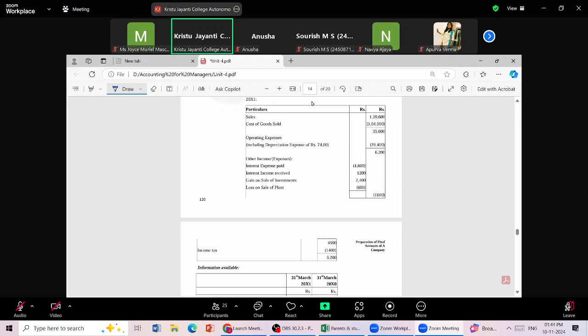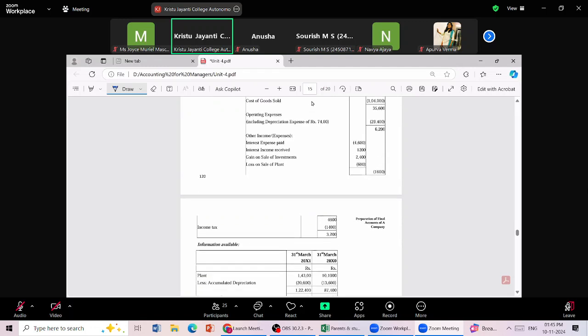Then interest income credited, received. This is a non-operating income. Interest is not connected to your business. It is an income from interest you are getting as a source of income. So it is an income you need to deduct in your operating profit. And gain from sale, this also you will minus from your profit. When you see loss on sale of plant in your operating profit, here it is minus.